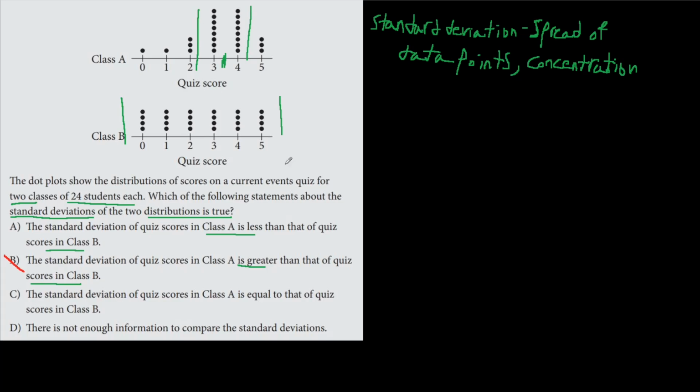The standard deviation of quiz scores in class A is equal to that of quiz scores in class B. That is not true. The only way these two would be equal is if it was talking about the range, because it goes from 0 to 5 and here it goes from 0 to 5. And there's not enough information to compare the standard deviations. That is not true. So the answer is A.